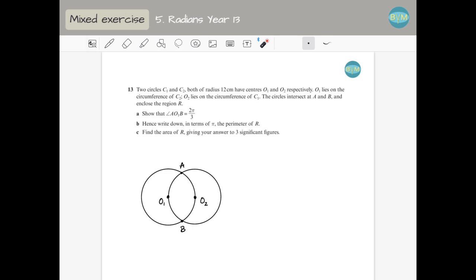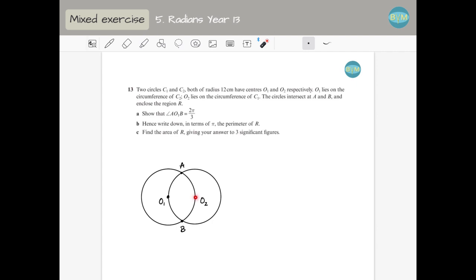Hello, this is question 13 on your mixed exercise 5 from the other team. You have two circles, C1 and C2, both radius 12, with centers O1 and O2. O1 lies on the circumference of C2 and O2 lies on the circumference of C1. So we have a situation like this.